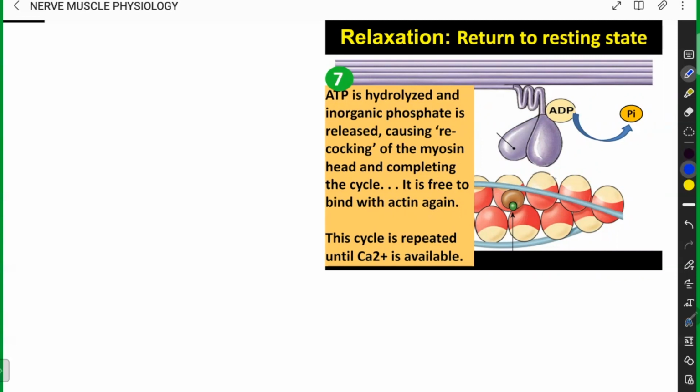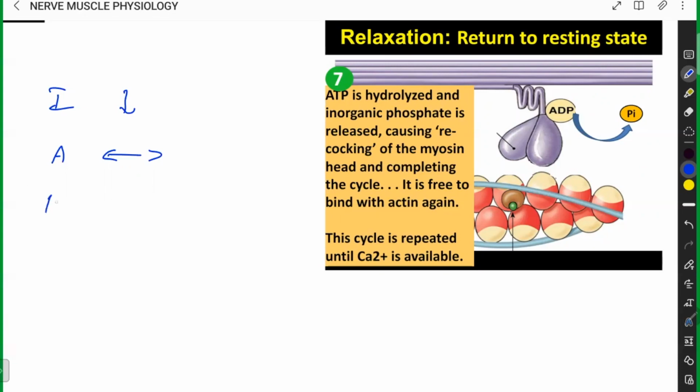Clear? So what happens in between? Your I band is going to be reduced. Your A band is going to remain static. The thin filament encroaches your H zone and touches your M line. The H zone practically disappears. At the point where there is actin-myosin interaction, your H zone is going to disappear.